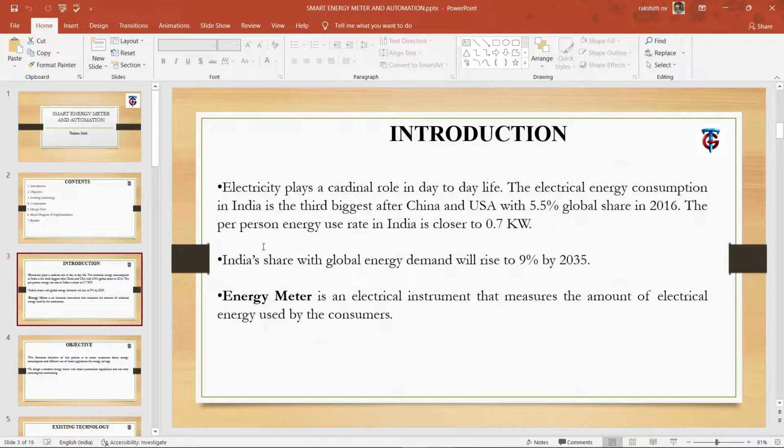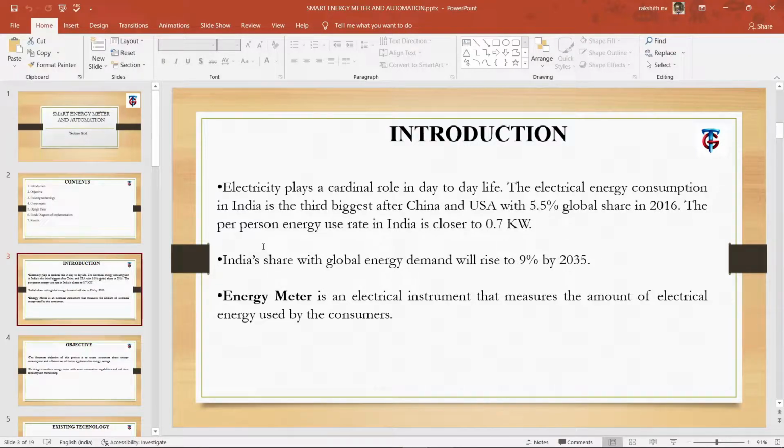So coming to the introduction now, as I said, the project name is Smart Energy Meter and Automation. The background of this project, as we know, is to measure electricity or the energy consumption. Electricity plays an important role in our day-to-day life, everyone knows. And the energy consumption in India is the third biggest after China and USA, with a 5.5% global share as per the 2016 statistics. And the per person energy use rate in India is close to 0.7 kilowatt, and India's share of the global energy demand will rise to 9% by 2035.